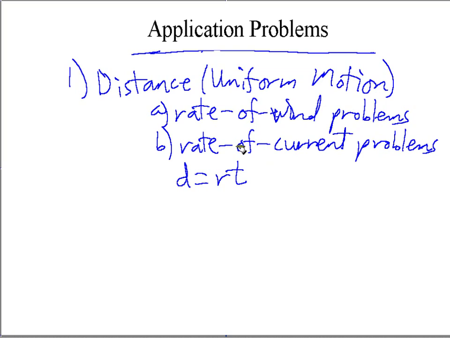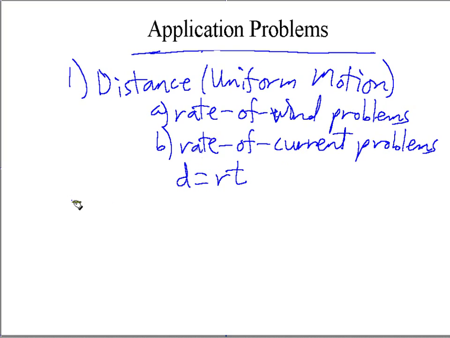Similarly, for the rate of current problem, now you're in the water. You're on a river, for example. And you want to find out how fast a boat can go when there's no current. That means in still water or calm water. And how fast is the current flowing? How fast is the river current? So we answer questions like that in these two types of problems, and we'll look at some examples in a moment.